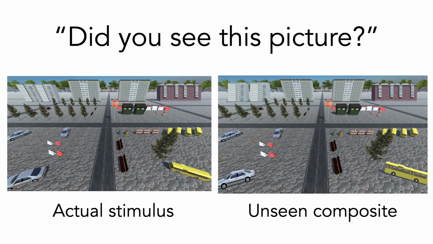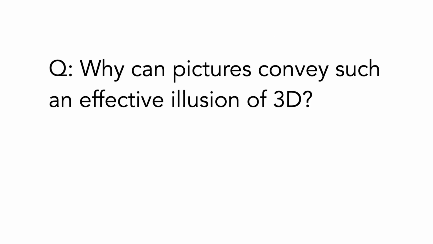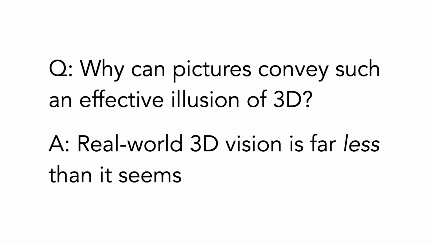Then, after running the experiment, we asked them, did you see this picture? We showed them a few examples. The one on the left is a picture that we actually showed them, and they say they did not see this at any time during the experiment. The picture on the right has a composite of the four corners that they actually fixated on, even though we never showed them this picture, and they say, yes, I did see that picture. And so this suggests that picture viewing is less like a single experience, but a composite of individual eye fixation experiences. And I think this also can answer the question of why pictures can convey such an effective illusion of 3D when they're just 2D objects? And the answer is that our real-world 3D vision is actually a lot less than it seems.